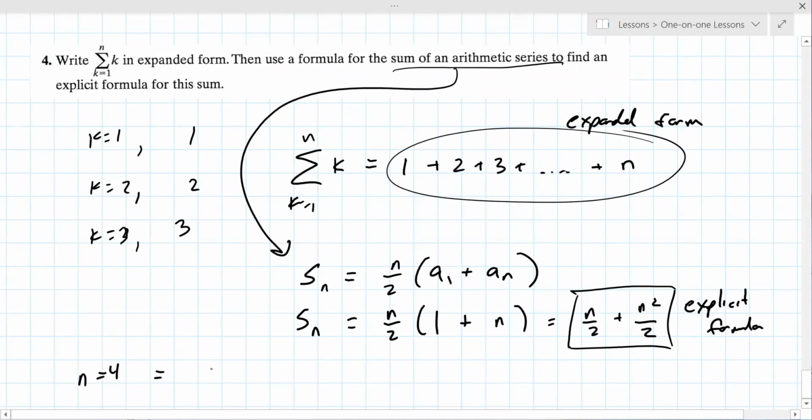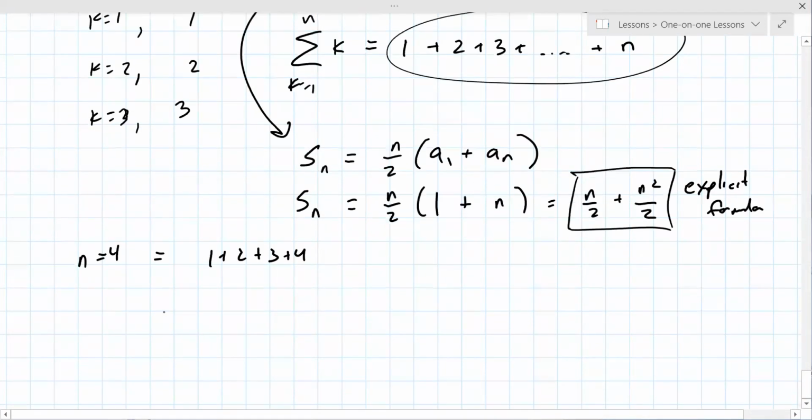So let's say n was 4. You know that is 1 plus 2 plus 3 plus 4. Okay. That's the expanded form. You could also just use this formula and say, oh, it's 4 over 2 plus 4 squared over 2. 2 plus 16 over 2 is 8. So that's 10. This equals 10. Everything equals each other. They're trying to show you how to shortcut this. Okay.